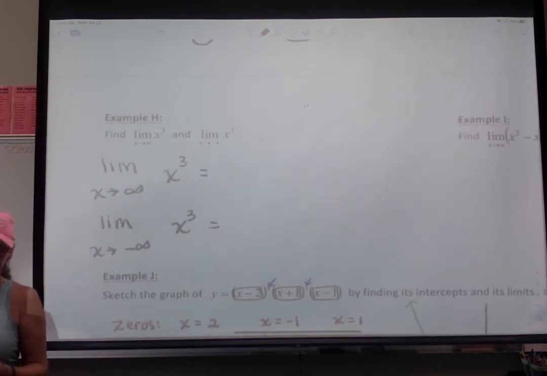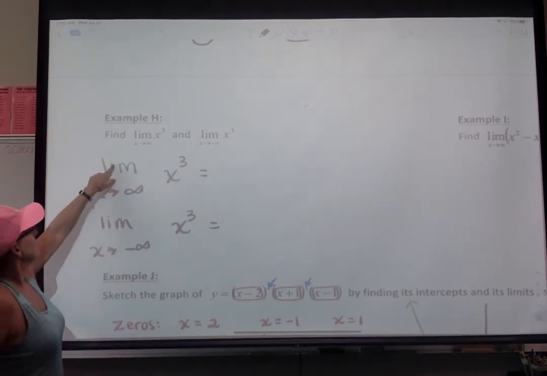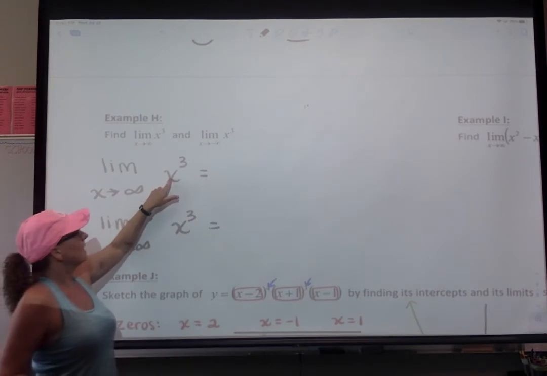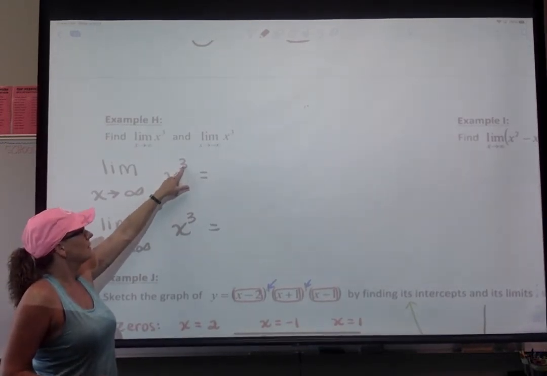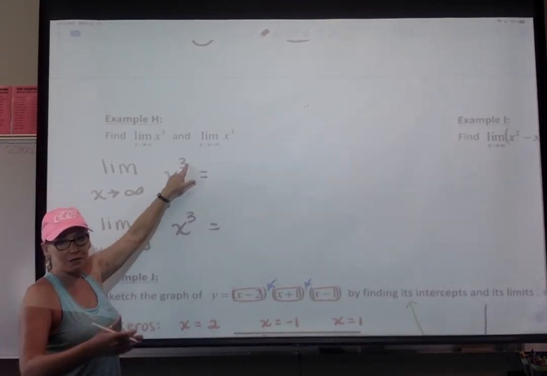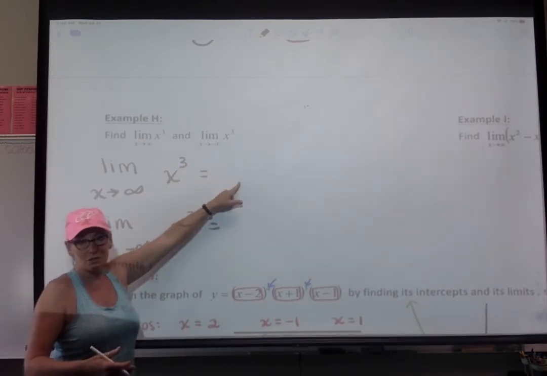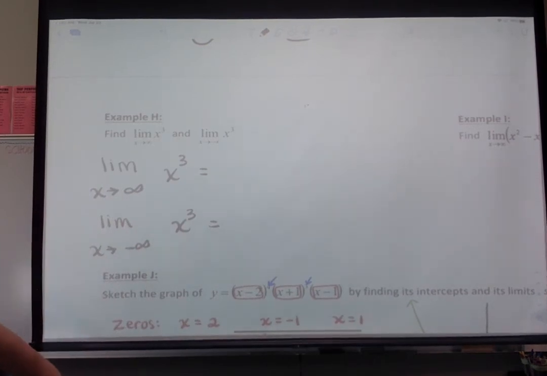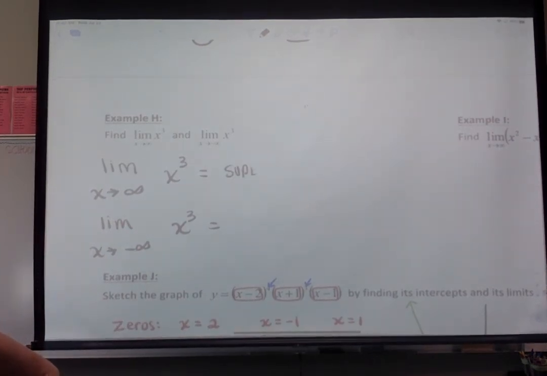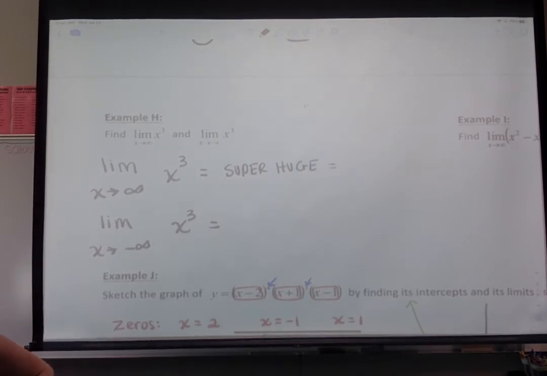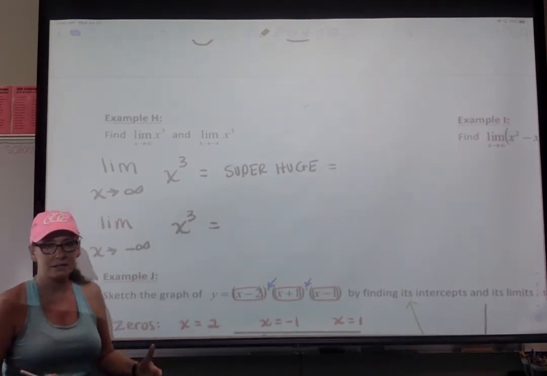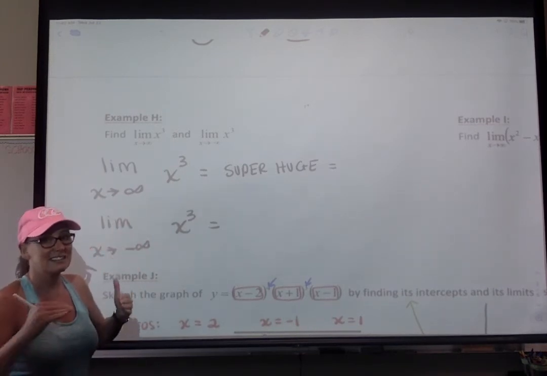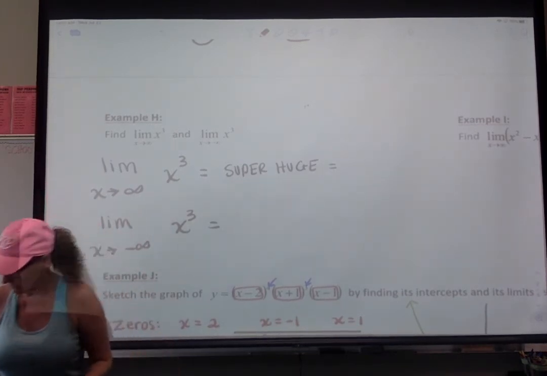Getting there. Closing in on it. The limit as x approaches infinity of x cubed. Plug in a huge number and cube it. You get super huge, right? So I'll write super huge. But answer the question, okay? You're not going to write "super huge" on an AP exam. Where are the y's headed? They're headed toward positive infinity.